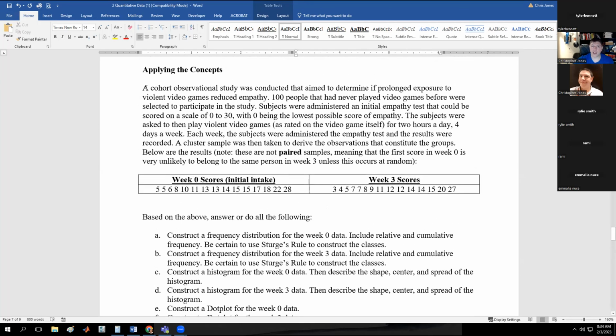Let's say for some reason we had a cohort study conducted to see if prolonged exposure to violent video games reduces empathy. So if you're shooting a bunch of people in Call of Duty Black Ops, does that make you less empathetic than somebody else that doesn't shoot a bunch of people in Call of Duty? What happened was we took 100 people that had never played video games before. They were selected to participate in the study, and those subjects were administered an initial empathy test that could be scored on a scale of 0 to 30, with 0 being the lowest possible score of empathy and 30 being the highest. The subjects were then asked to play violent video games.